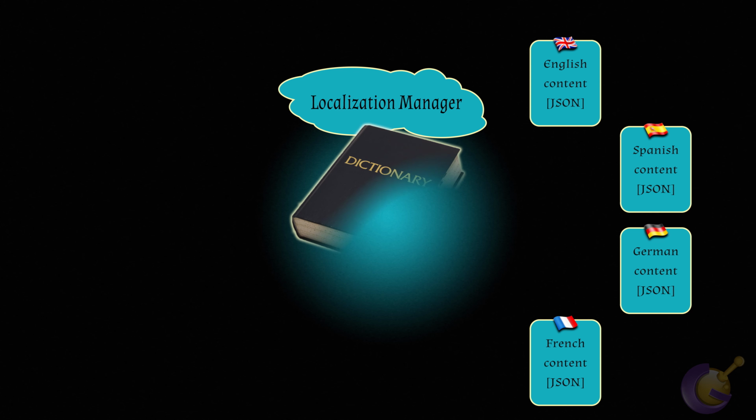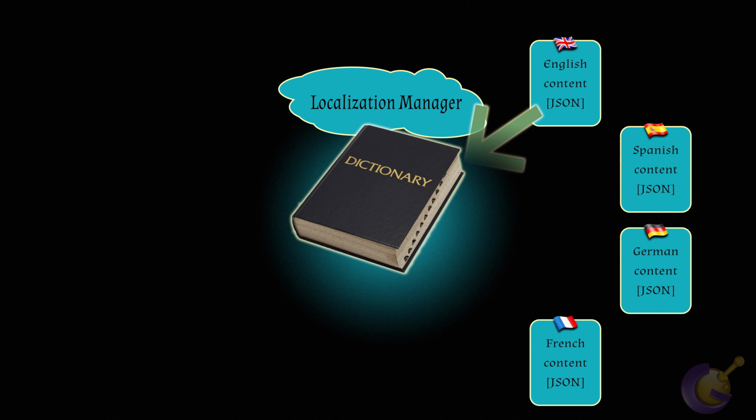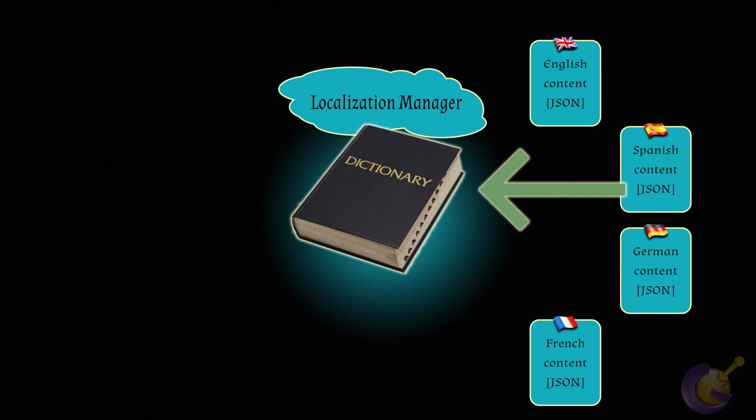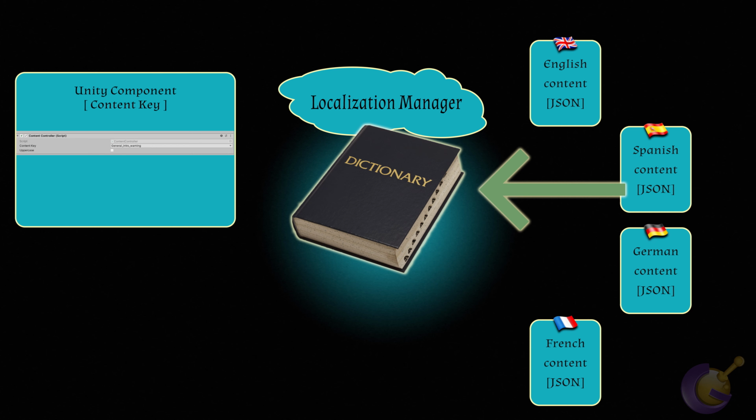The next piece is a localization manager, which is going to be the brains of the whole localization system. It is going to keep track of a key value dictionary, which is going to load the content based on the language previously selected. Then we can go ahead and create a Unity component, which is going to take a content key, and it's going to use that key to fetch the correct value from the dictionary. Once it has the right content, it's going to replace the default text with the translated one.